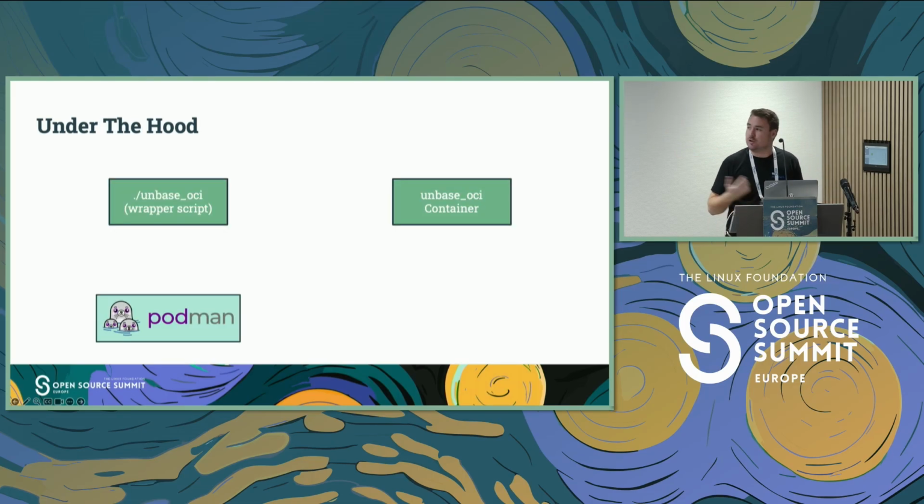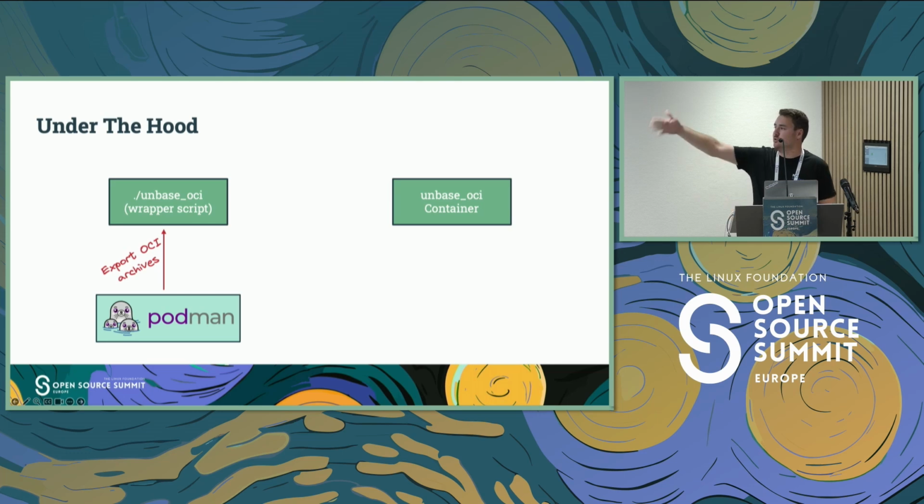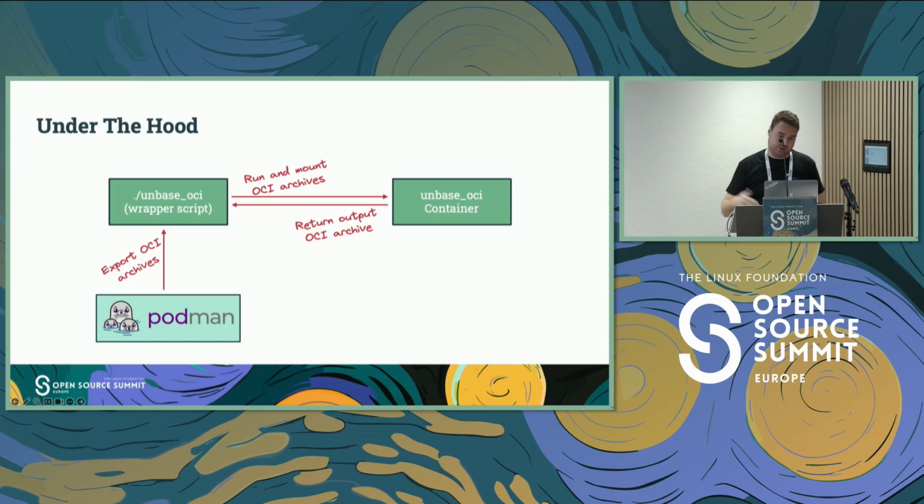Okay, let's look a bit more at how this works. The tool that I just ran, the unbase OCI command, is really just a wrapper script. The tool that you're running isn't doing any of the action on its own. The main stuff is implemented in a container of its own. So the wrapper script is just instructing your container runtime to export the container image as an OCI archive, handling mounting those into the container. The container is then doing the magic, returning this to your wrapper script, and that's re-importing everything into your container runtime.